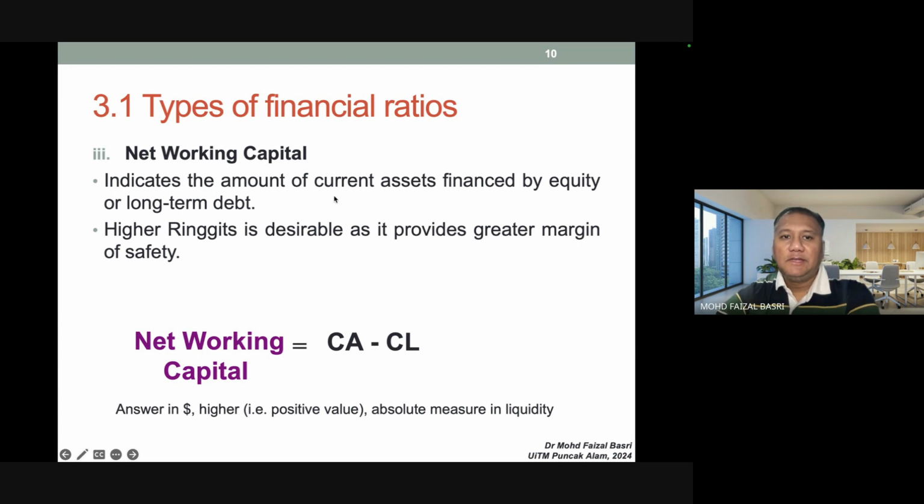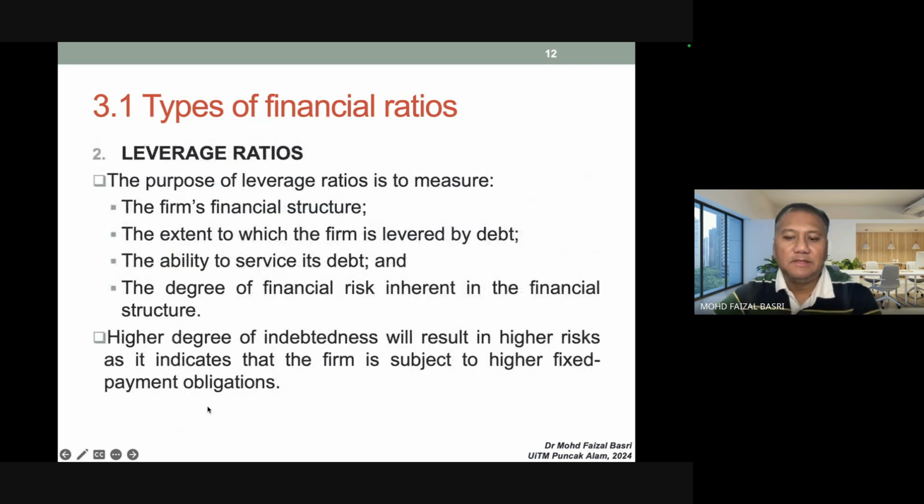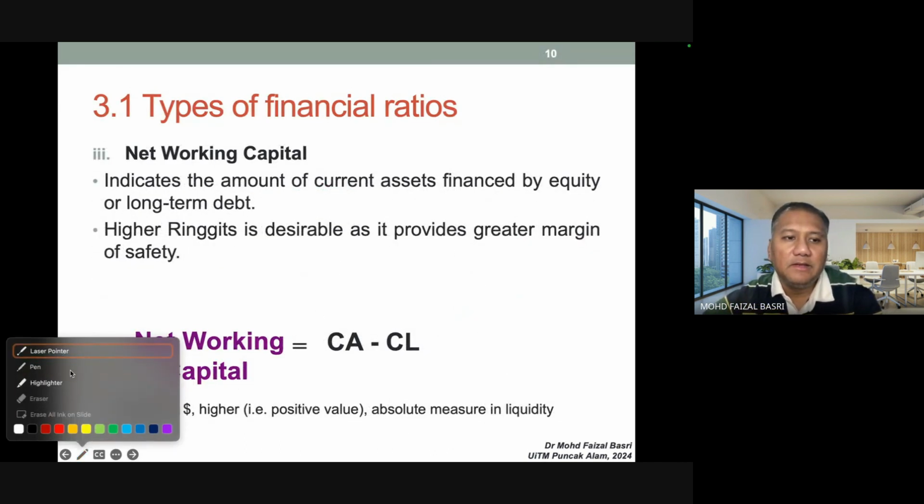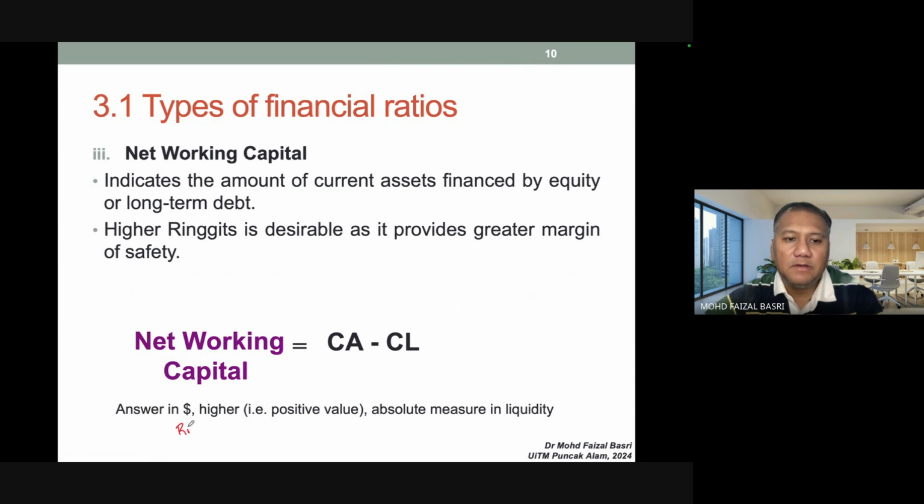Okay, so this indicates the amount of current assets financed by equity or long-term debt. Higher ringgit is desirable as it provides greater margin of safety. Okay, so the answer is, dalam ni letak dollar sign, but here kita tahulah it will be in ringgit.